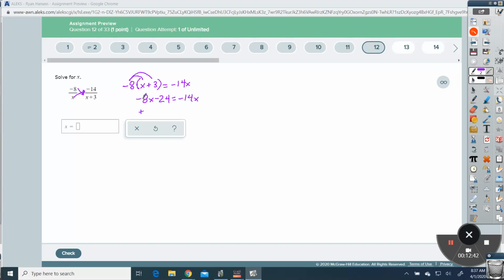So I'm going to get rid of this minus 8x. So I'm going to add 8x to each side. So I'm left with negative 24 equals negative 6x. So now I just divide by negative 6, and negative divided by a negative goes away. 24 divided by 6 is 4, so I get that x equals 4. So that's what you would type in here, and you're done with the problem.